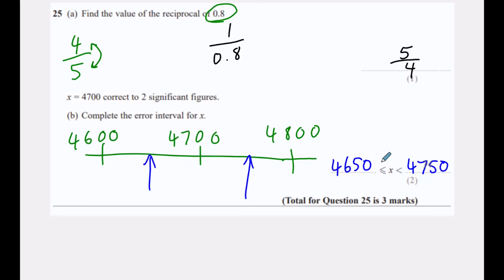You see, it can equal 4,650, but it has to be less than 4,750.